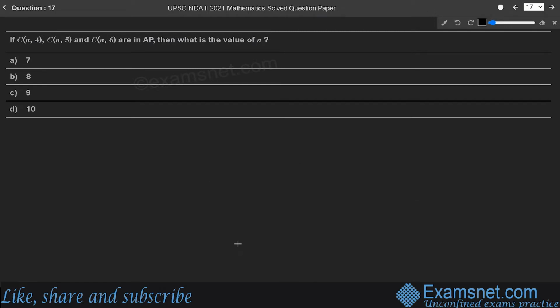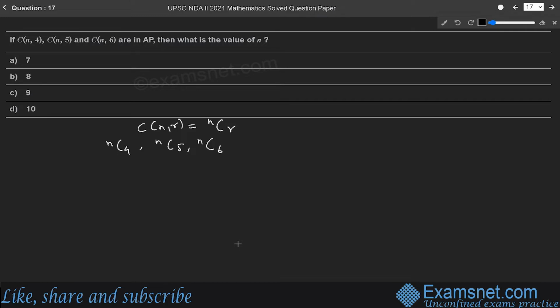Next question is, if nC4, nC5 and nC6 are in AP, then what is the value of n? This is a question from arithmetic progression, and we have to find the value of n from the given expression. We know that C(n, r) is equal to nCr. So all these terms can be written as nC4, nC5 and nC6 are in AP.